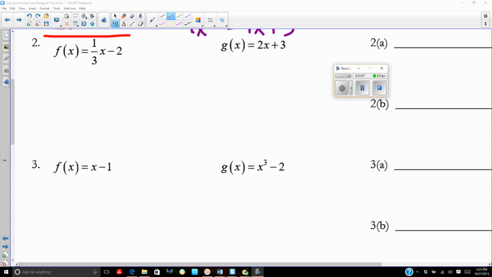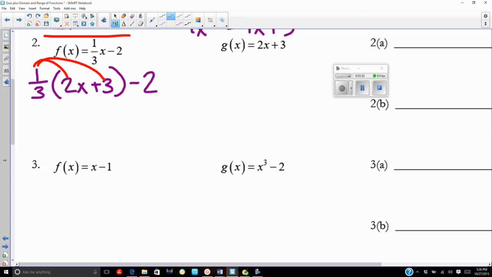So 2 and 3, we've got the same thing. First, we're going to find f of g of x. Instead of 1/3 x minus 2, it's going to be 1/3 times 2x plus 3, minus 2. I would encourage you, if you're doing it in a calculator, 1/3 times 2x is 2/3 x. I would avoid using a decimal because if you put that in the calculator, that's a repeating decimal, and we want to avoid those. And then 1/3 times 3, those are just reciprocals, so they leave us with 1. We just combine our like terms.